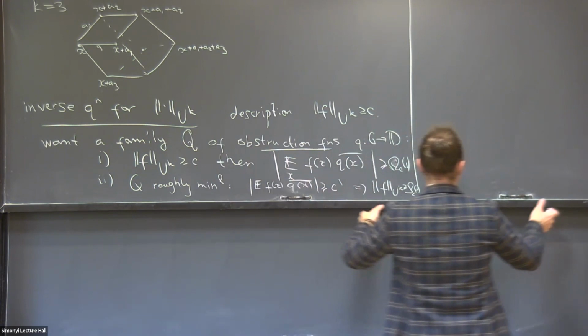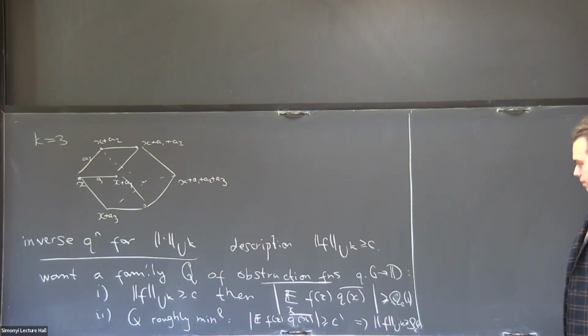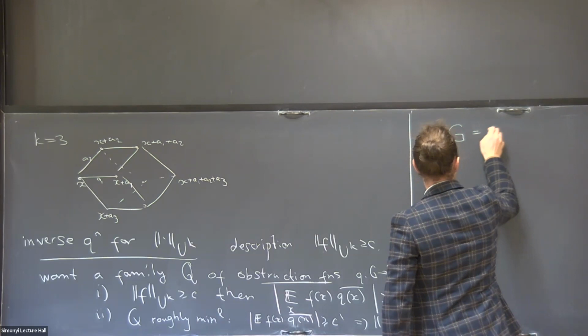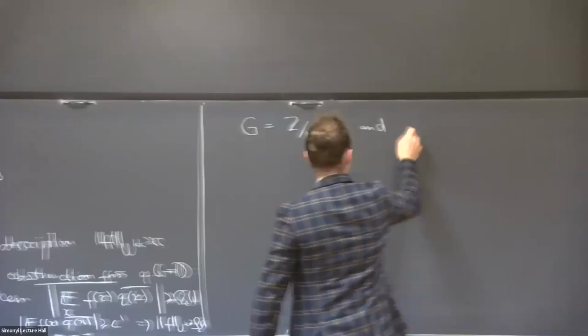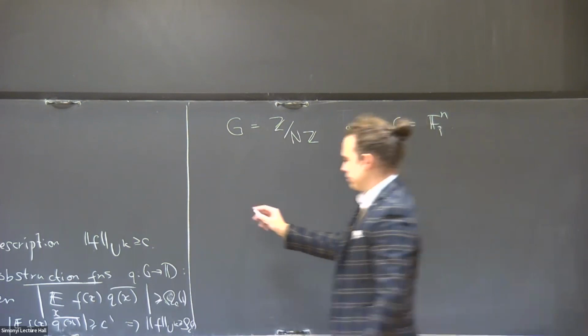Now I'll say something about what's known about this inverse question. So I'll say what happens for particular groups. The two groups for which this question was mostly studied are the cyclic group and the vector space case, so F_p to the n, where p is fixed and n is growing to infinity, essentially. So let me begin by mentioning results. I'll now mention many results.